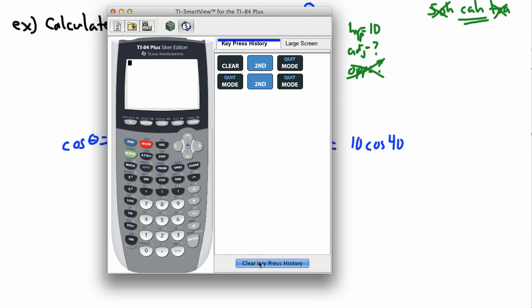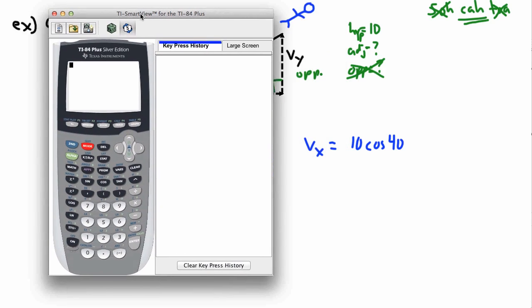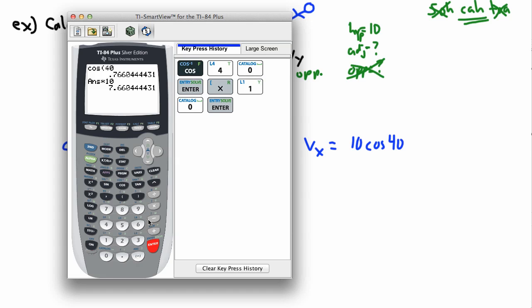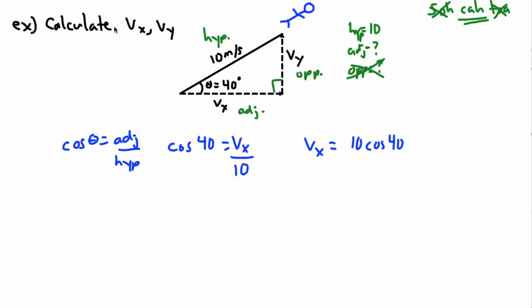All right, I want to clear my history so it's not annoying to look at. So let's do cos of 40 degrees. It should be something between 0 and 1, which it is. Then I take that answer and multiply it by 10. So I have an answer of 7.66. That's what I wanted here, so I'll put that in here.